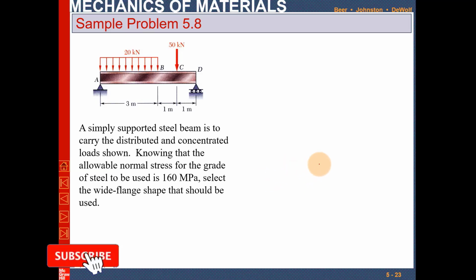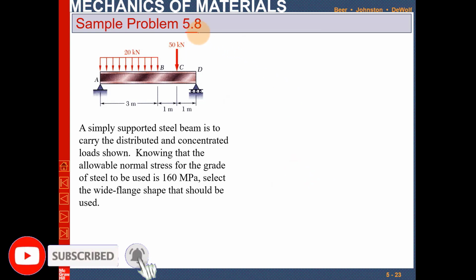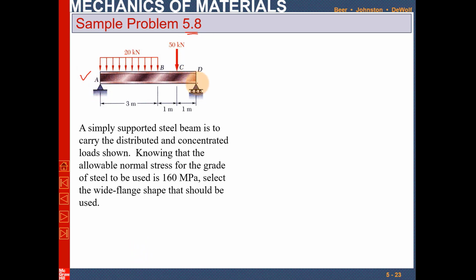So this is sample problem 5.8. You can see this is a simply supported beam that is supported at point A and point B. Clear? So there is a pin support and there is a rolling support, and there is a uniformly distributed load of 20 kilonewton that is acting from point A till point B over the length of 3 meter. While at point C there is a concentrated load of 50 kilonewton that is acting downward.